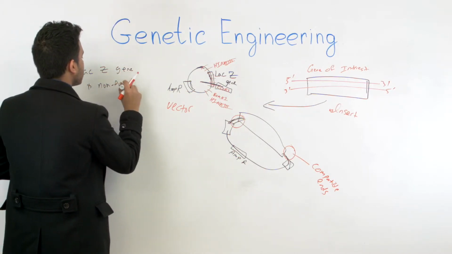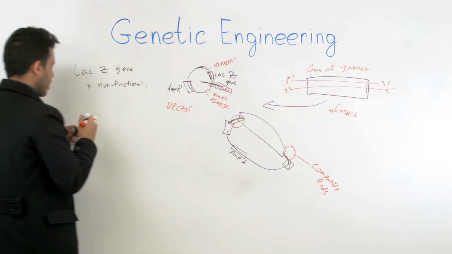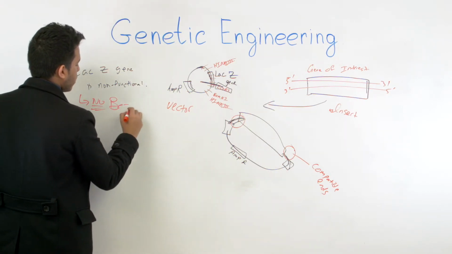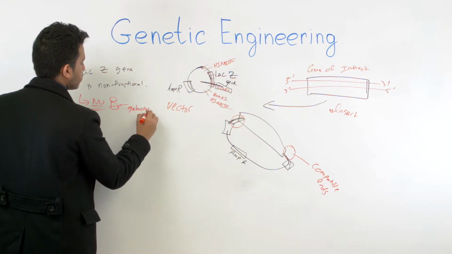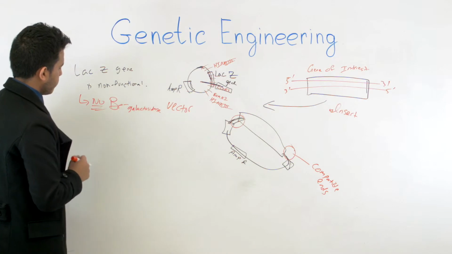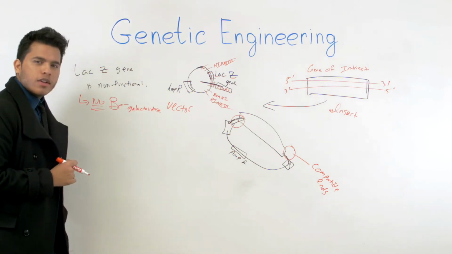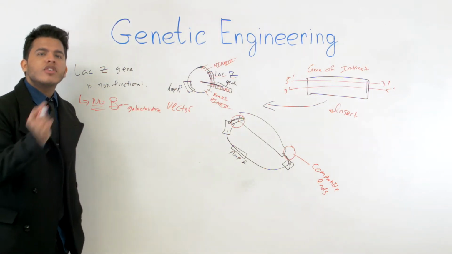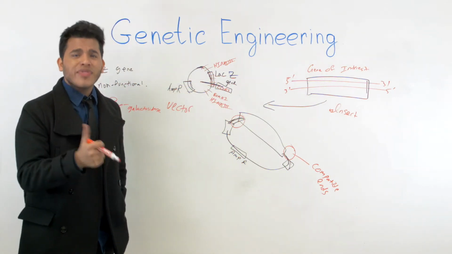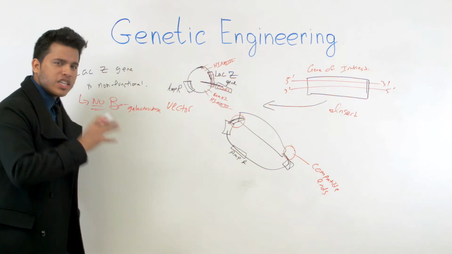LAC-Z gene is non-functional now. Meaning what? What does that mean? That means no beta-galactosidase. Meaning you will not hydrolyze lactose. That means that you have some kind of integration of insert in between the LAC-Z gene. This is good, you want this! You want this!